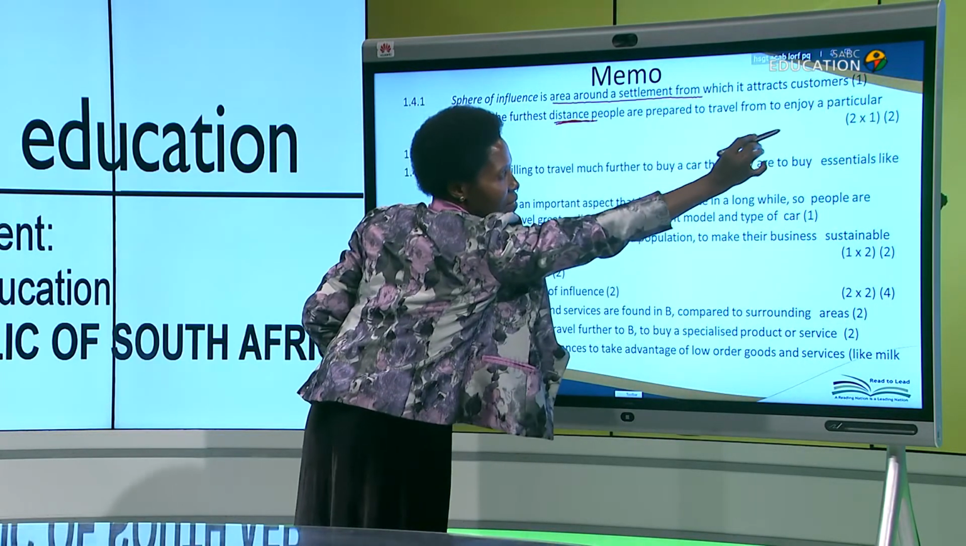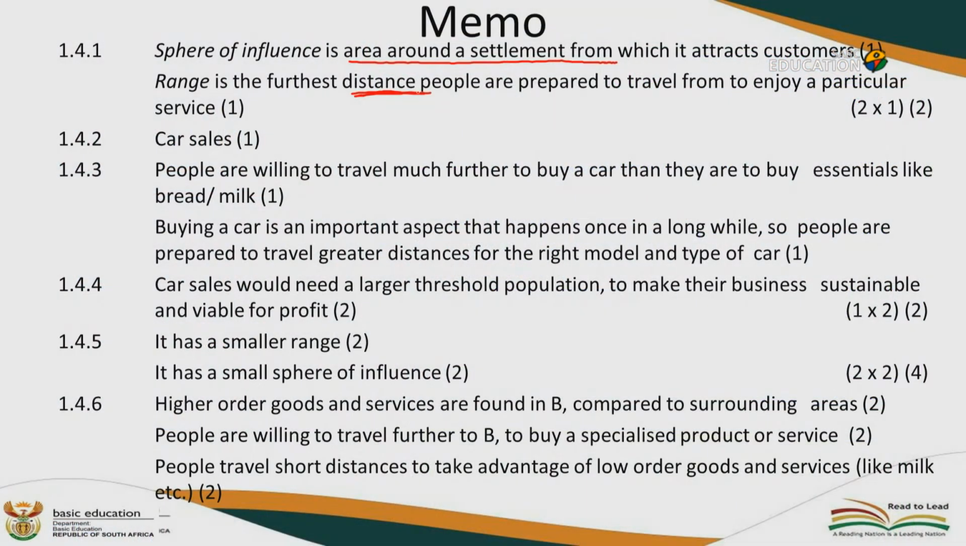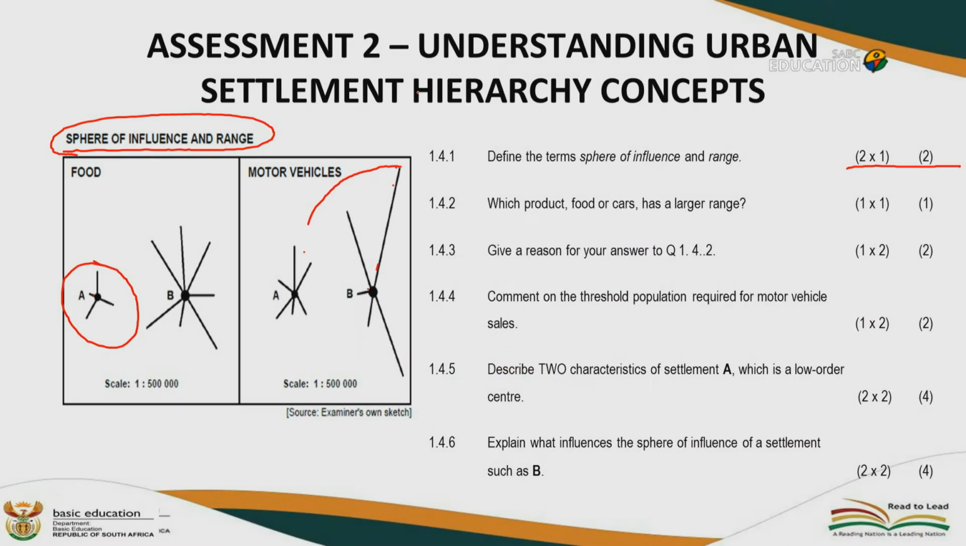To travel in order for them to enjoy that particular service that they are getting there. Okay, let us look at the second question. Which product, food or cars, have a larger range? Which one has a larger range? Because we have interpreted here, it's easy for you to see that it's cars. That's the answer there. And then it says, give reason for your answer.